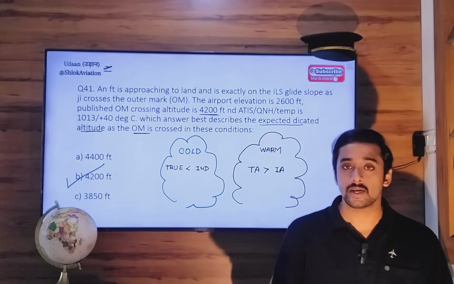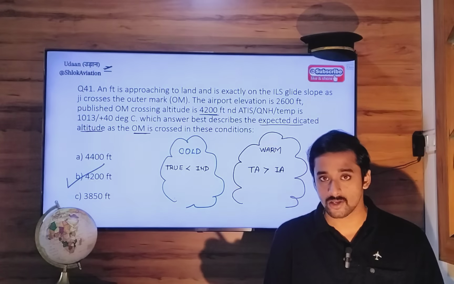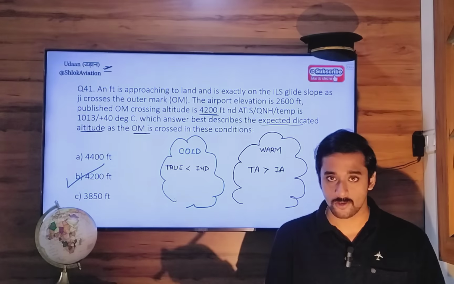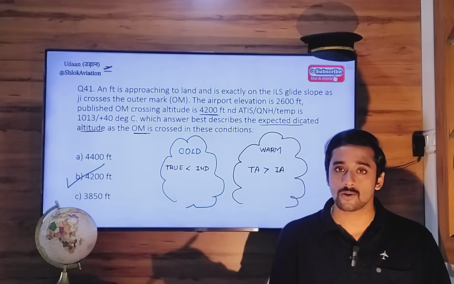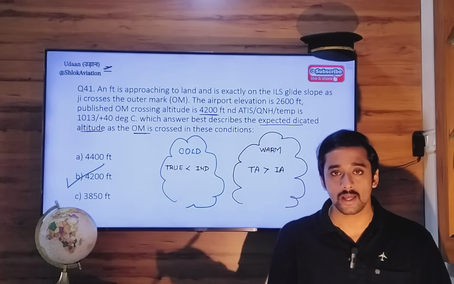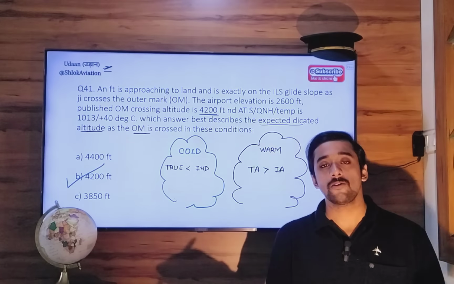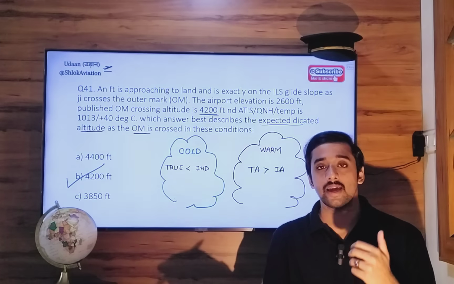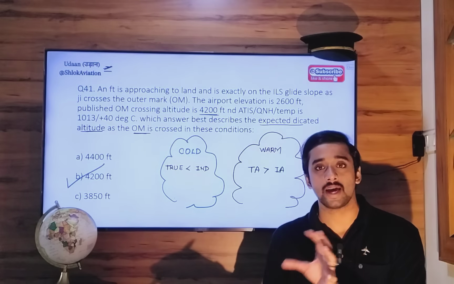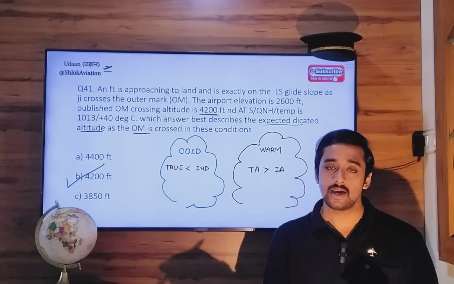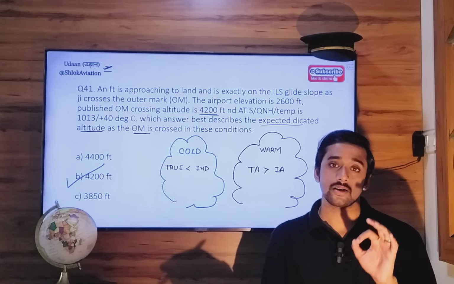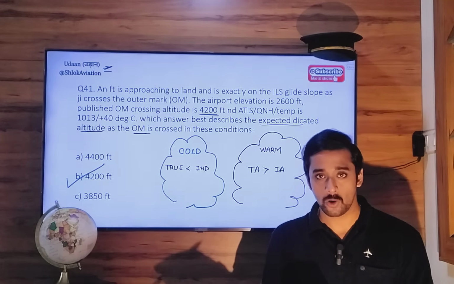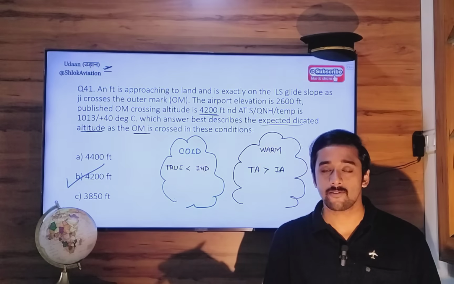So your aircraft altimeter may be showing 5,000 feet, but in reality you will be flying at an altitude more than 5,000 feet: 5,500, 6,000, 6,500, anything more than 5,000 feet. If you're not flying in ISA temperature conditions, if you're flying in a temperature condition which is warmer than ISA or colder than ISA, there will be a difference between the indicated altitude and the true altitude of your aircraft. So you have to be careful about that.